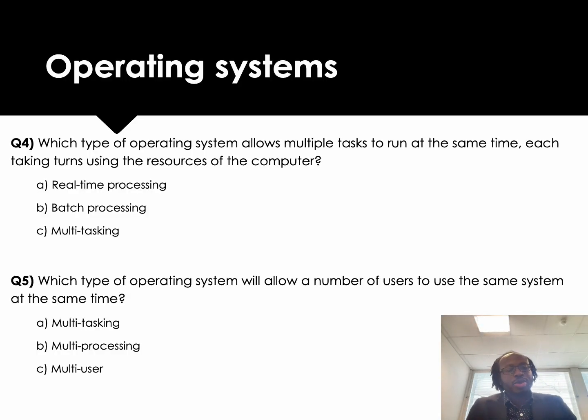Question 4. Which type of operating system allows multiple tasks to run at the same time, each task taking turns using the resources of the computer? A. Real-time processing. B. Batch processing. C. Multitasking.